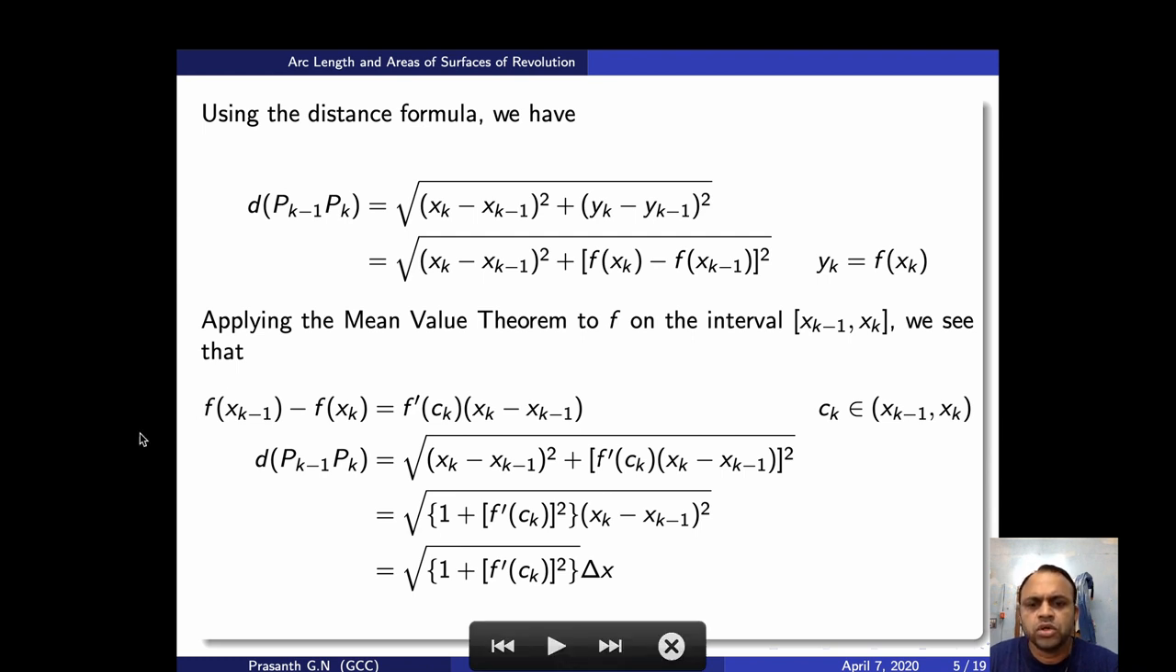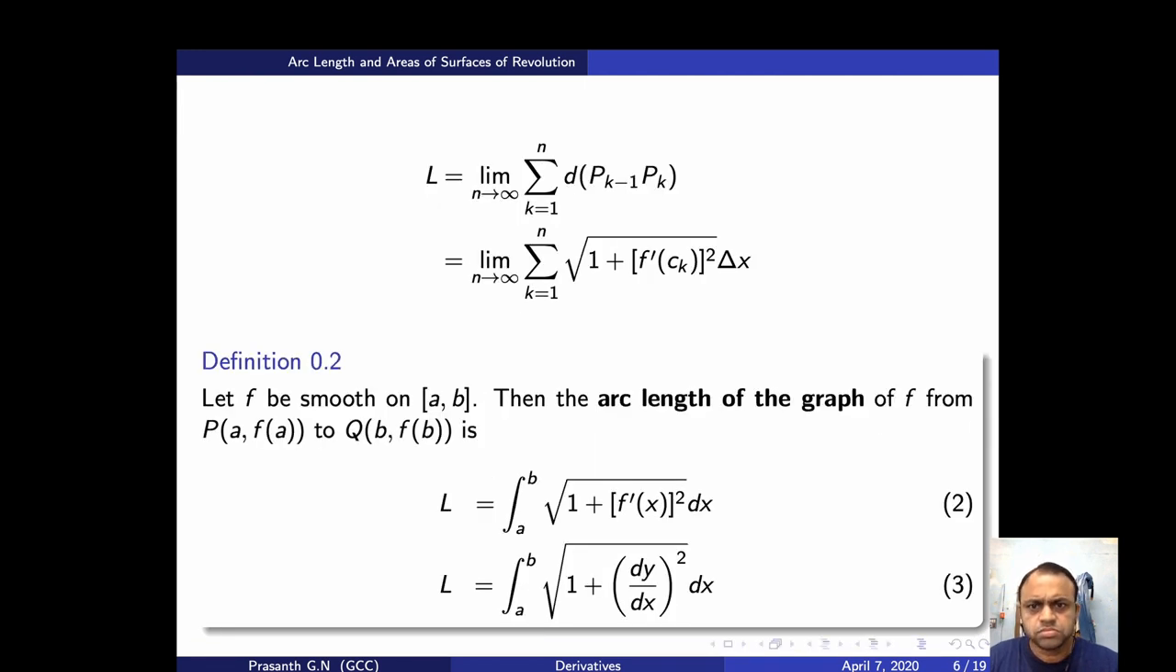That is equal to the square root of 1 plus f dash of c_k whole square into (x_k - x_{k-1}) whole square. We know that (x_k - x_{k-1}) whole square is delta x whole square. So that is equal to the square root of 1 plus f dash of c_k square into delta x. Therefore, the limit L is equal to the limit as n tends to infinity of the sum from k equal to 1 to n of p_{k-1}p_k, which is the limit as n tends to infinity of the sum from k equal to 1 to n of the square root of 1 plus f dash of c_k square into delta x.